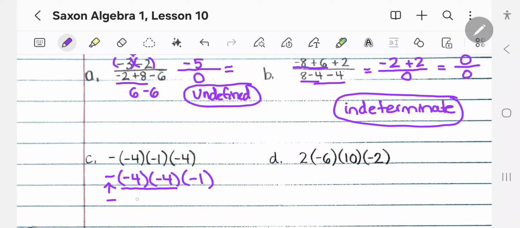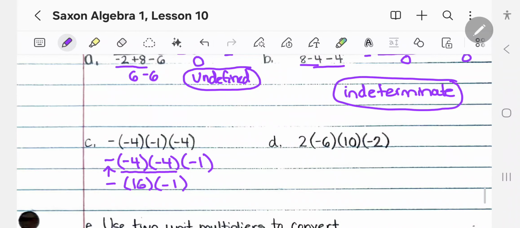-4 times -4 would be +16, and that's times a -1, okay? And we could go ahead and do this, and we could bring down this symbol that's an opposite. Answer is -16. So this is like saying, what is the opposite of -16? And you would say your answer would be +16. And you could have done it in a different order and you would have gotten the same answer.